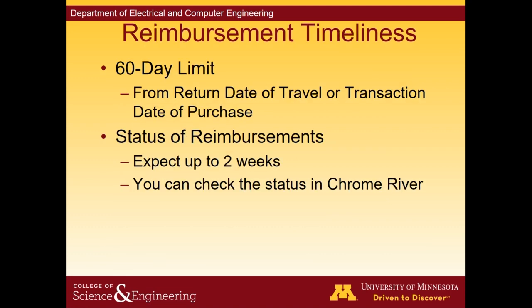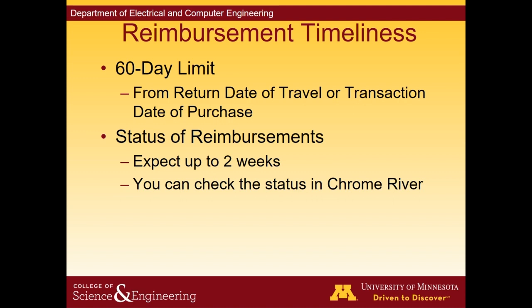Reimbursement timeline: 60-day limit from return travel or transaction date of purchase. So after 60 days, that's a problem. You need to get it done in 60 days. After 60 days, we cannot reimburse on any federal grants, no exceptions at all. We can potentially reimburse on other funds, but they will be called taxable income, and you will be taxed on it, so it's a big disadvantage. So make sure you get it within that 60-day limit.